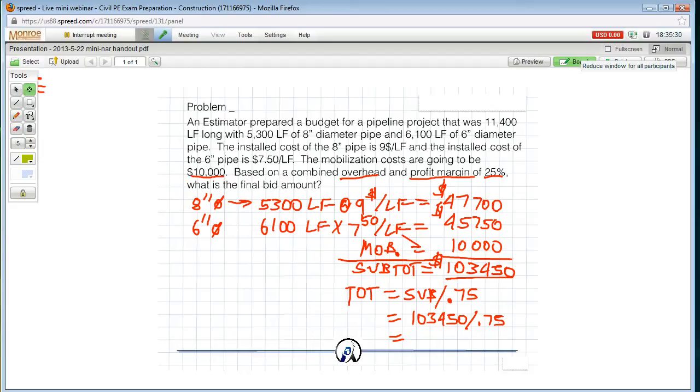But it's $138,000. There's 137,933 to be exact. $138,000.